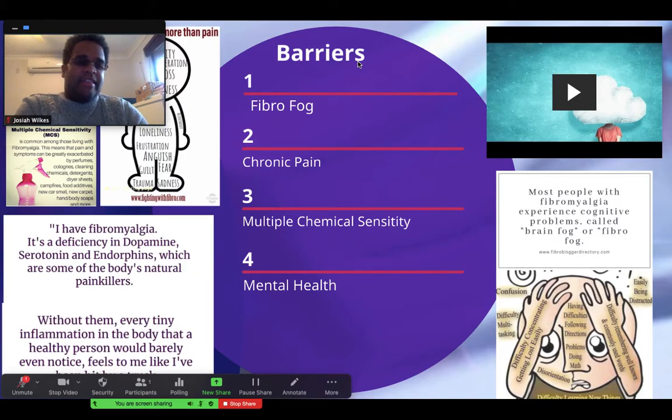But this lady is just having an episode of fibrofog, and it just gives you an idea of the kind of barrier. Imagine if you're a student in a class, and you suddenly are getting this fog. Imagine what that must feel like.